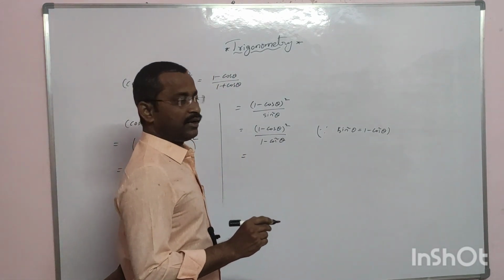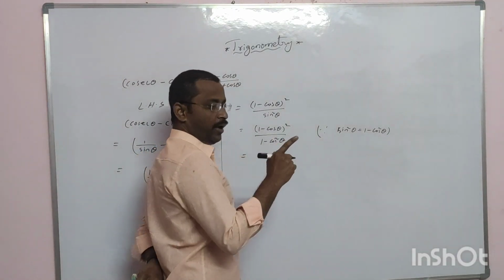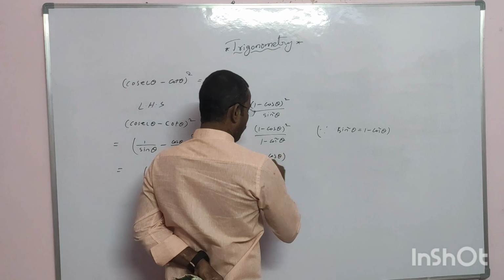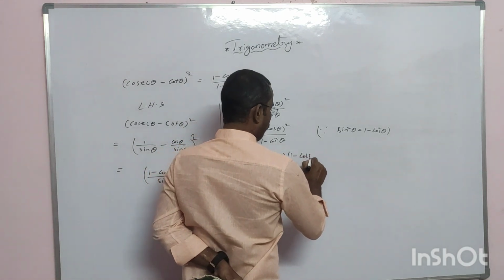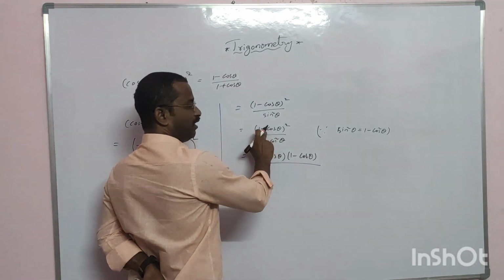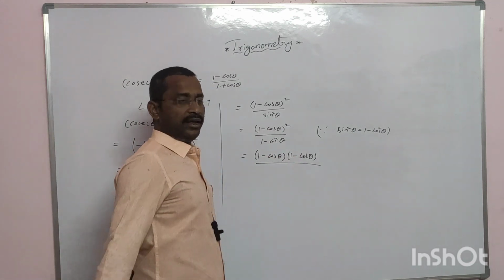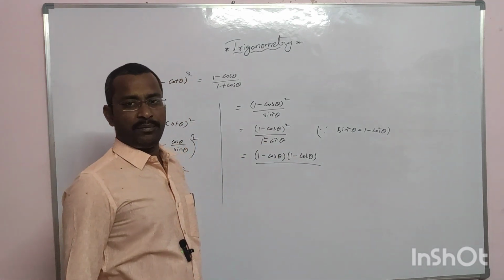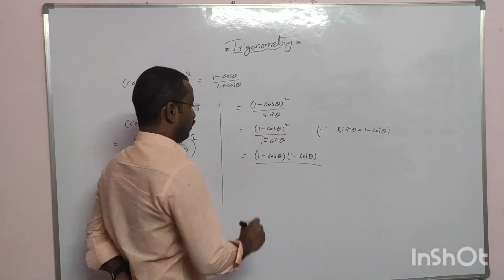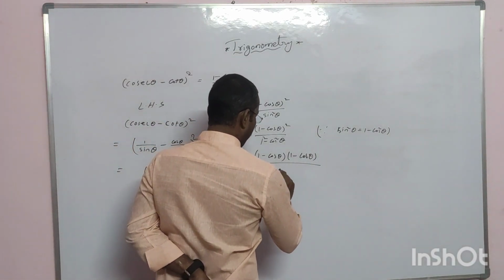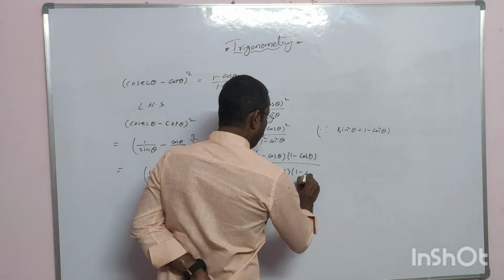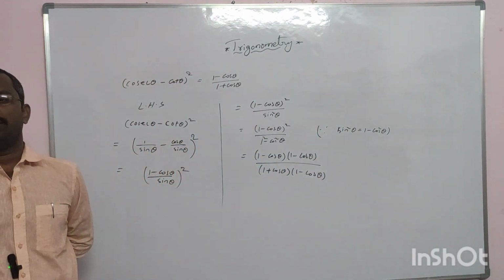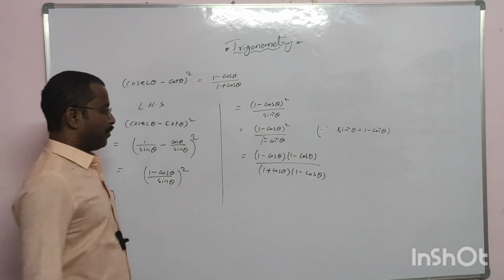1 minus cos theta whole square. What will be a square? In the sense a into a. So you can write it as 1 minus cos theta into 1 minus cos theta, because a square is a into a. In the denominator, in the form of a square minus b square, 1 minus cos square theta, you can make it as 1 plus cos theta into 1 minus cos theta, because a square minus b square is equal to a plus b into a minus b.